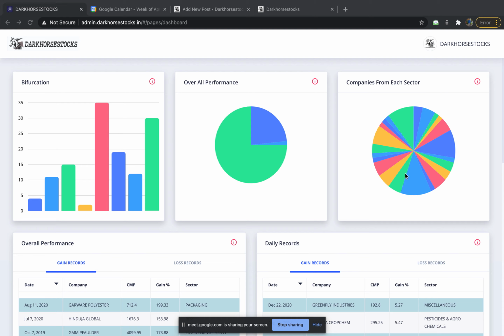Yeah, so this is the basic dashboard. How does it look like? The dashboard has been divided into several sections. I will walk through each of the sections in the quickest possible way.